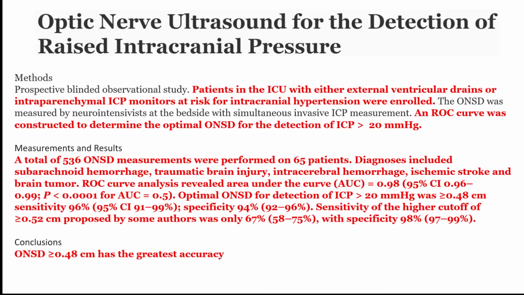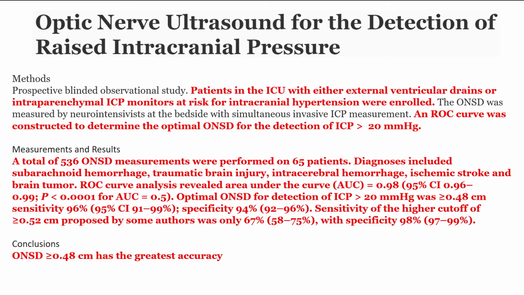What they found in this rather diverse patient population, 65 patients with varying injuries such as subarachnoid hemorrhage, traumatic brain injury, intracerebral hemorrhage, ischemic stroke, and brain tumor, was that the cutoff that they found had a higher sensitivity was 0.48. What I want to particularly emphasize here is that I don't really find a big difference between 0.48 and 5.